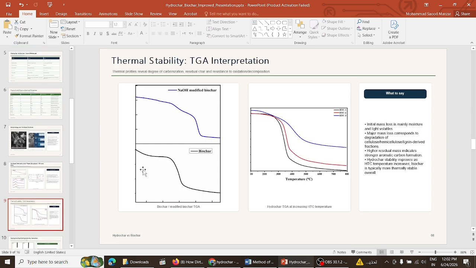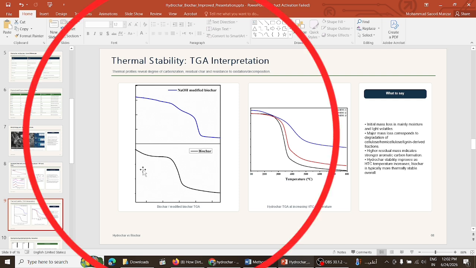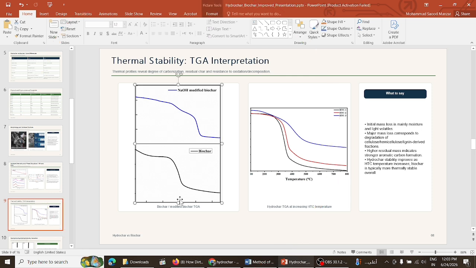Now, in terms of thermal stability, hydrochar has three stages: 30 to 150 degrees C there is moisture loss; from 200 to 400, it could be because of cellulose and hemicellulose decomposition; and from 400 to 600 degrees C, it is lignin degradation. You can see in the diagram, this is for the biochar and this is for the hydrochar, prepared at different temperatures, and the residual mass is 30 to 50%.